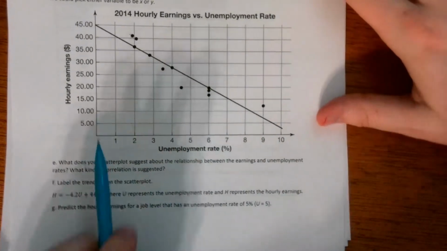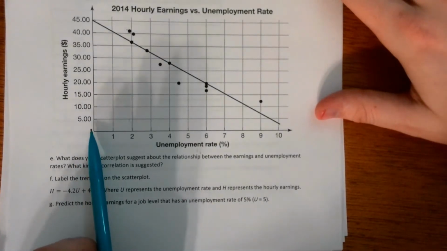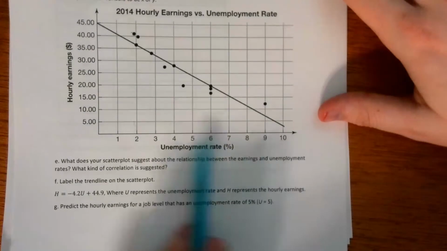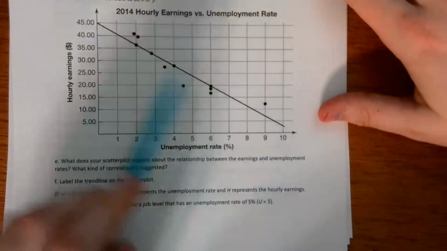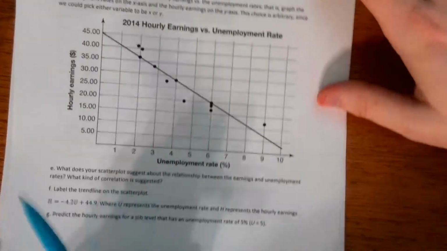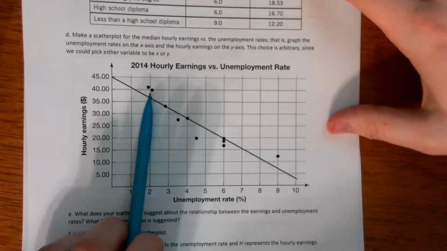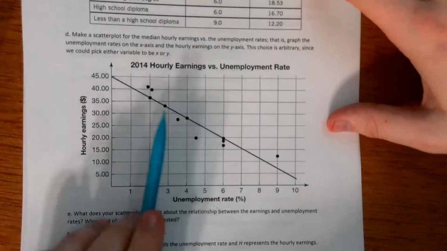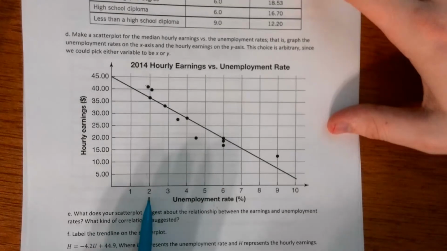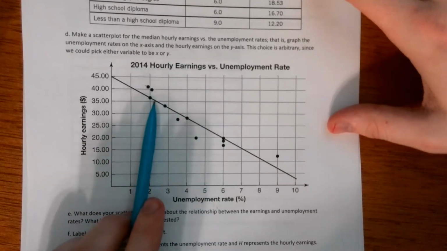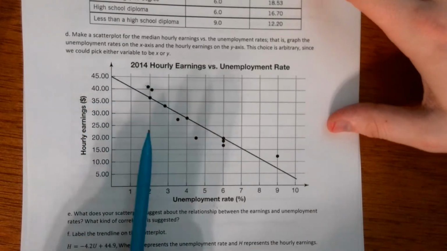Well, it looks like the higher your unemployment rate, the less hourly earnings you're also expected to have, right? And that makes sense. There's not very many doctors compared to everybody else. So they make a lot more money because we need them, but there's not as many people that can fill that role. And that's also why their unemployment is lower, because there's more positions open and there's less people applying for those jobs.